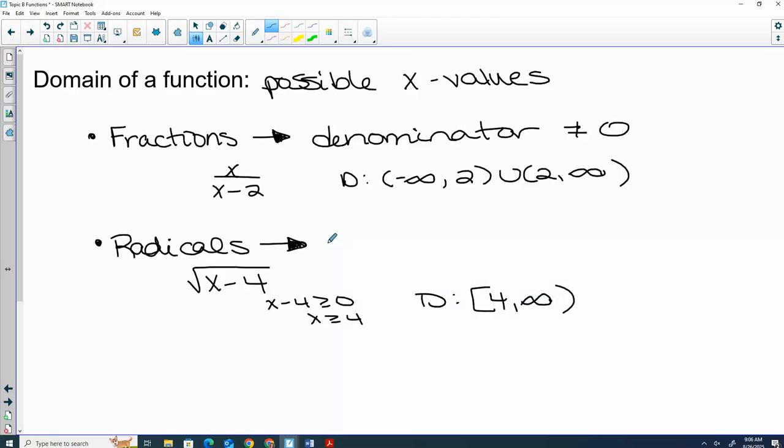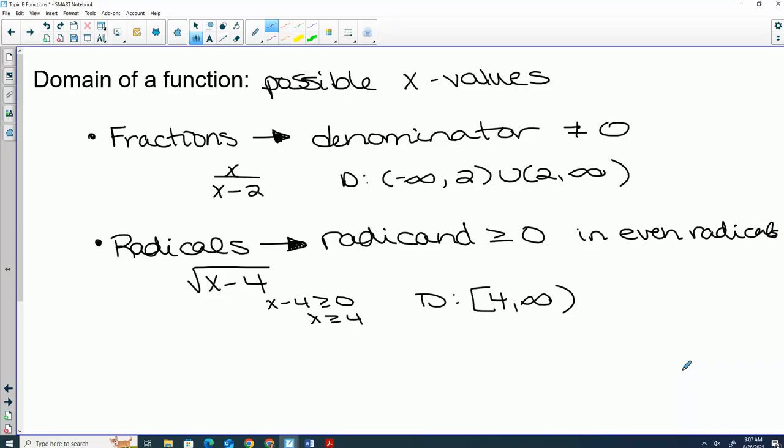So if you have a radical, the radicand, that's the thing under the radical, is greater than or equal to 0 in even radicals. Remember, if it's a cube root, you can have anything underneath there. So if the index, that little number outside the radical, is odd, it's everything. But if it's even, it's greater than or equal to 0, because we don't want to get imaginary numbers.